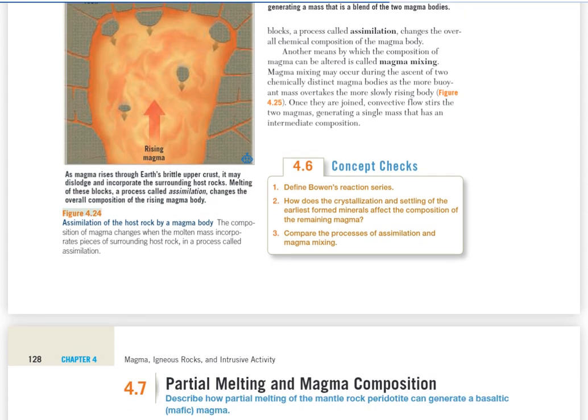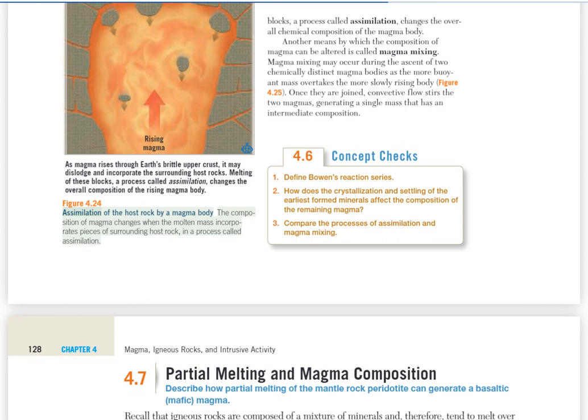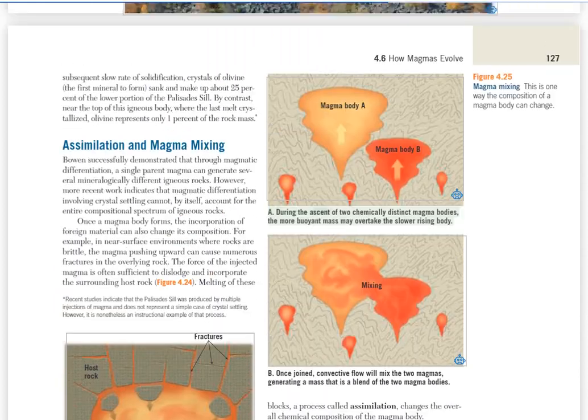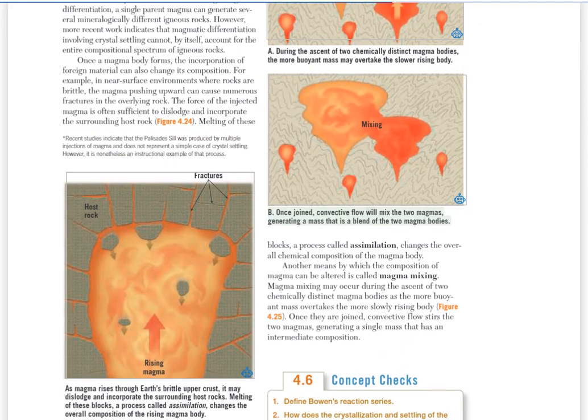Figure 4.24. Assimilation of the host rock by a magma body. The composition of magma changes when the molten mass incorporates pieces of surrounding host rock, in a process called assimilation. During the ascent of two chemically distinct magma bodies, the more buoyant mass may overtake the slower rising body. Once joined, convection will mix the two magmas, generating a mass that is a blend of the two magma bodies.